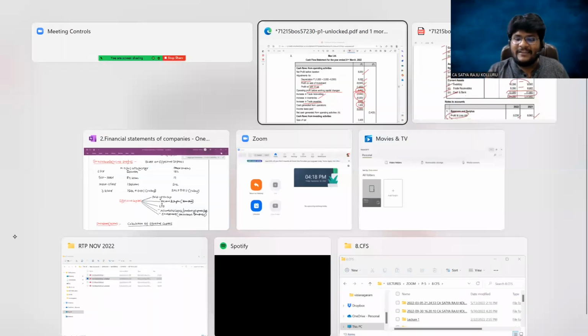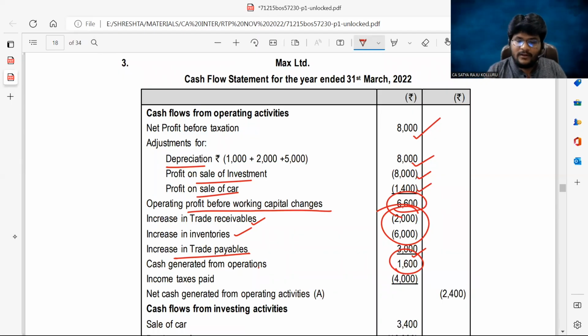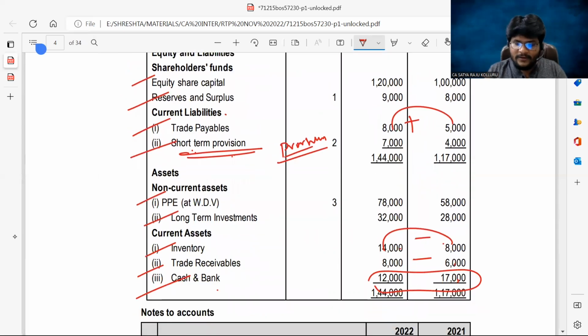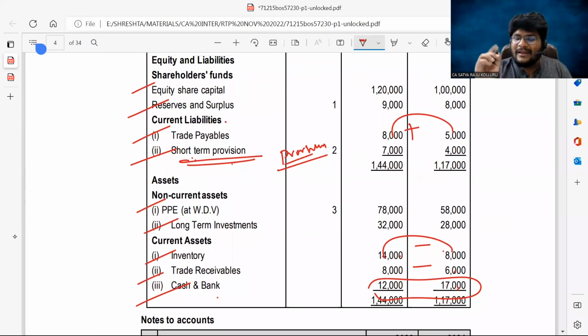Then less taxes paid. From the given information, you can cross check, guys, how much tax was paid here. Please all of you concentrate. Sir, in the last year, provision for tax was 4,000. In the current year, provision for tax was 7,000, which is the balance of 7,000.